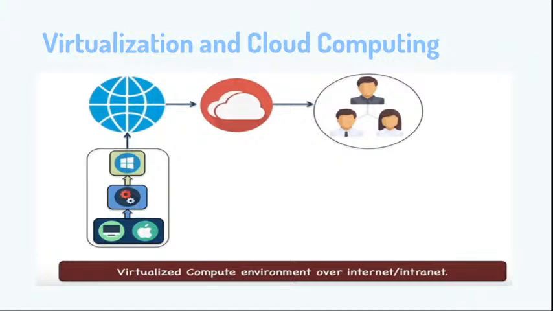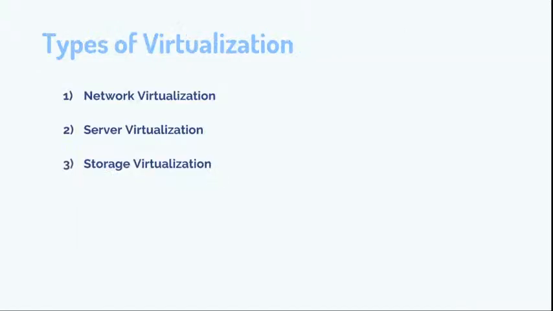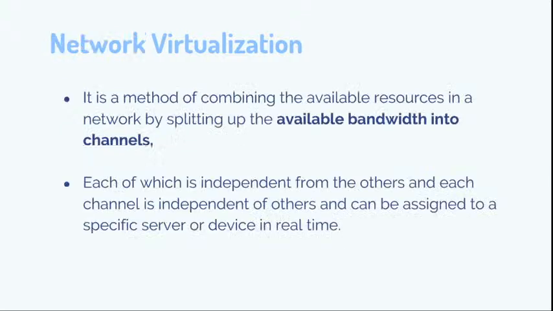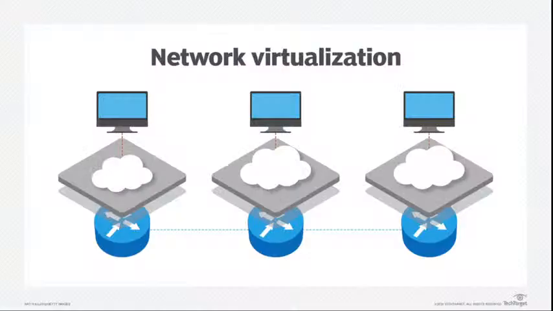Here you can see an example. In virtualization we have three types: network virtualization, server virtualization, and storage virtualization. In network virtualization, we are just allocating the bandwidth to different channels, that is, equal bandwidth to each channel. So here we are giving equal importance to all the PCs.